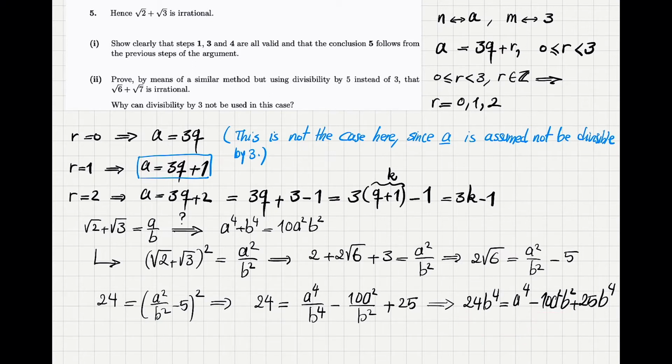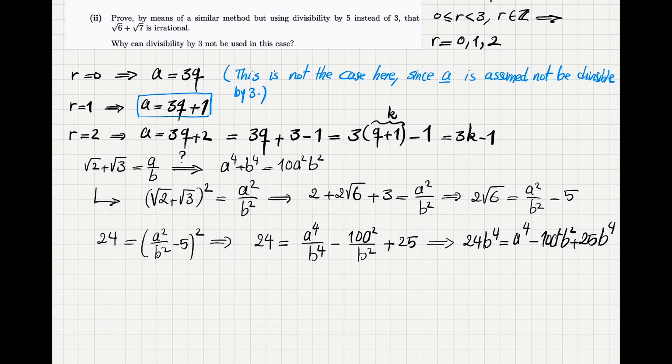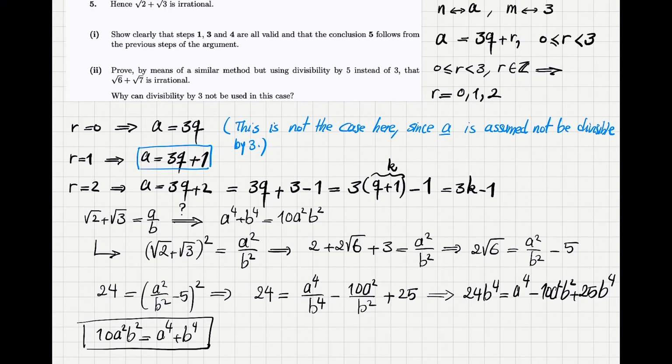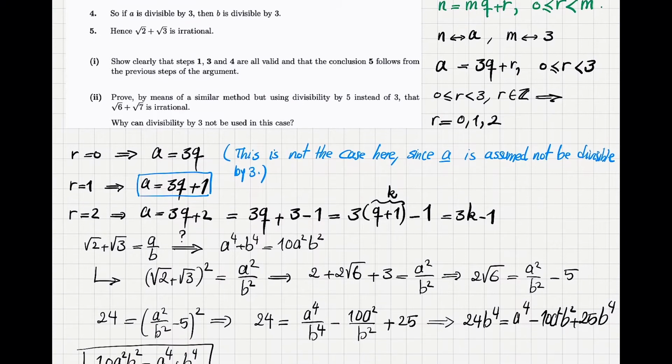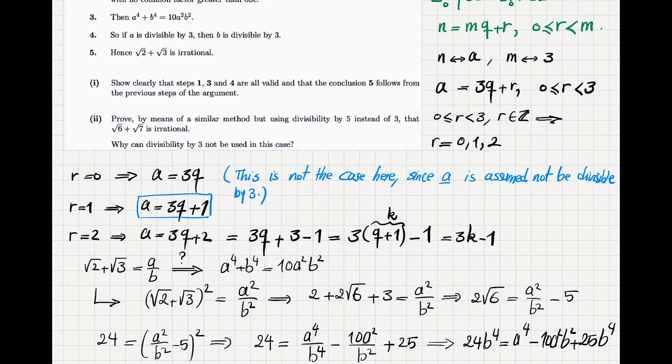It becomes positive. Move this one to the right, it becomes negative 24b to the 4, and then I will have a positive 25b to the 4 here, so it becomes b to the 4. So what I get is that 10a squared b squared is equal to a to the 4 plus b to the 4. And that is exactly what we are supposed to prove in statement number 3. Yes, that's exactly that expression that we are supposed to prove.